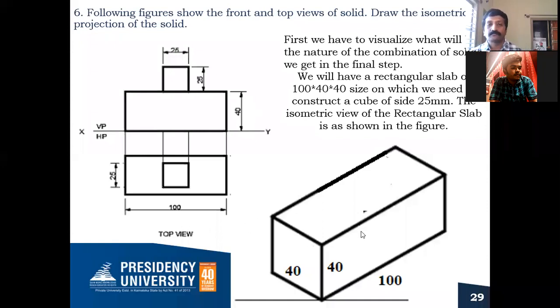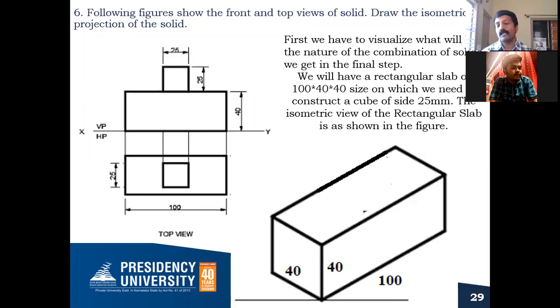You join these 4 points. You're going to get the top face of your rectangular slab. So this completes the rectangular slab in isometric position, which has the dimensions 100 by 40 by 40. This is the dimension of the rectangular slab. So above this, I need to keep the cube.